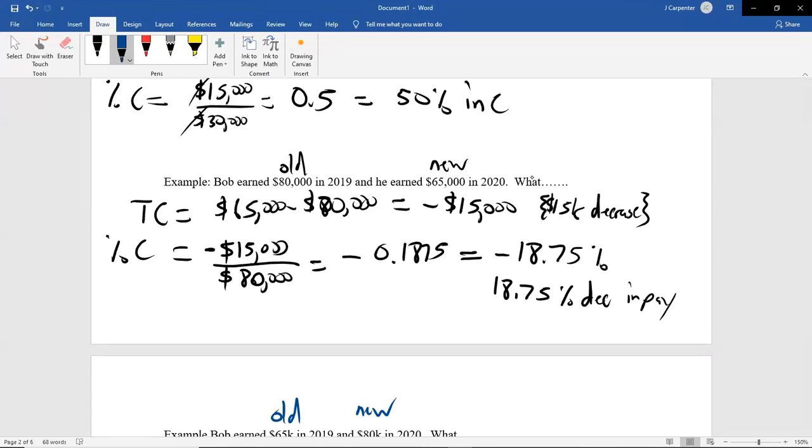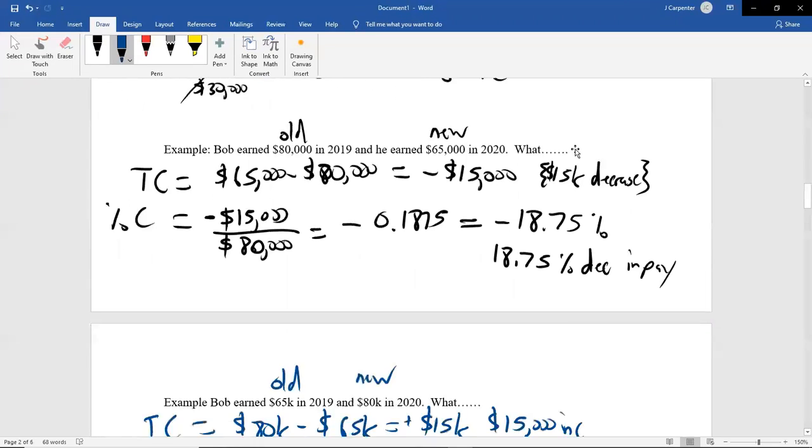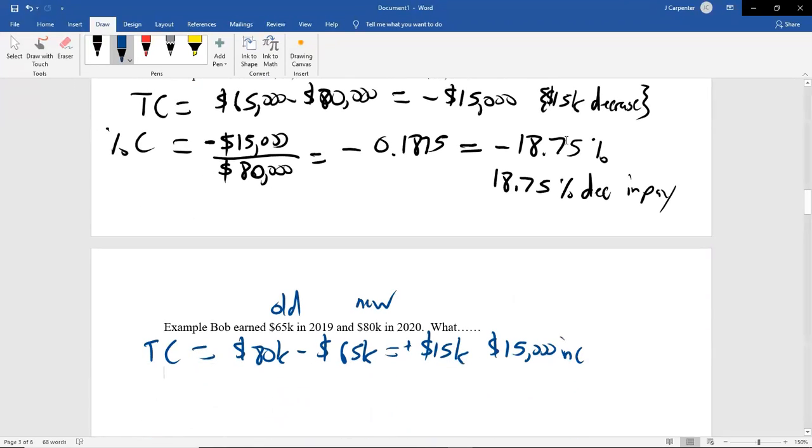So the value of the 15,000 didn't change, it just changes in sign. And that's because we reversed the order of how it happened. So that's the key element of total changes. If you swap the old and the new, the total change is just opposites. But the percent change will always be a different value.